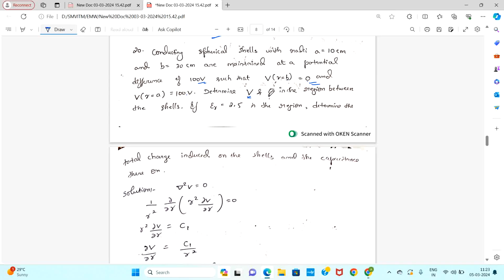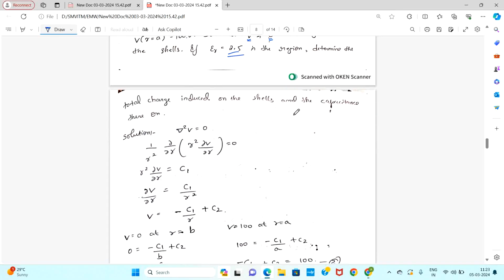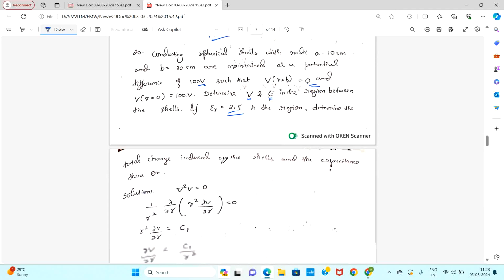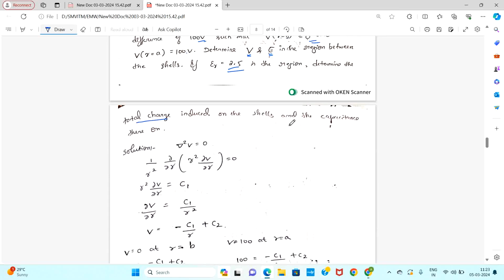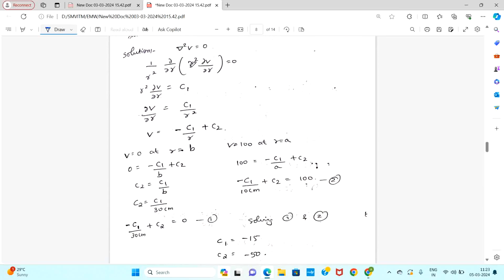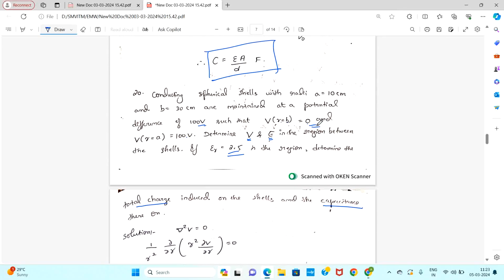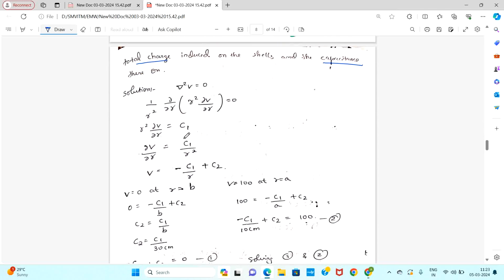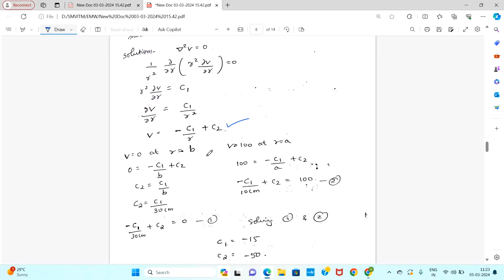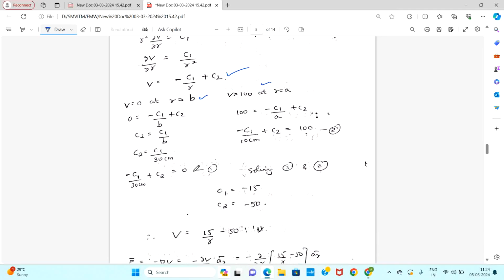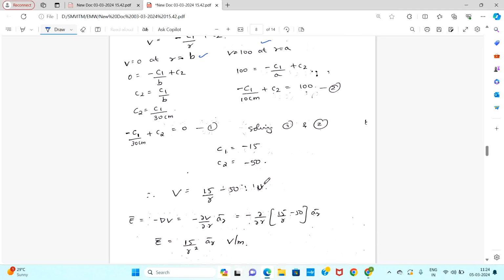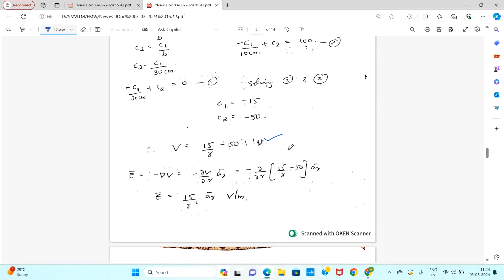We're supposed to determine the V value and E value in the region between the shells, and epsilon R value is given here. So we just have to find V and E. Also determine the total charge and the capacitance. First, we'll start with the potential in the spherical system, and the conditions are with respect to R. So take only the R component, simplify it, get the equation, and then use the boundary conditions to find C1 and C2 values. Once you get C1 and C2, put them back in the main equation to get the potential solution. Okay, so V is done.